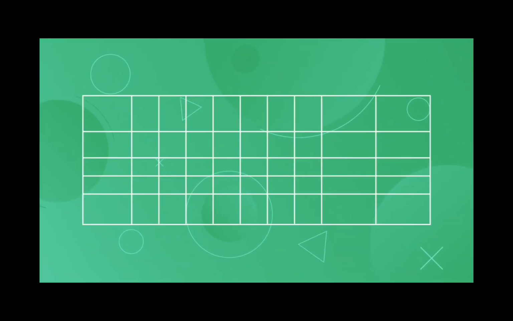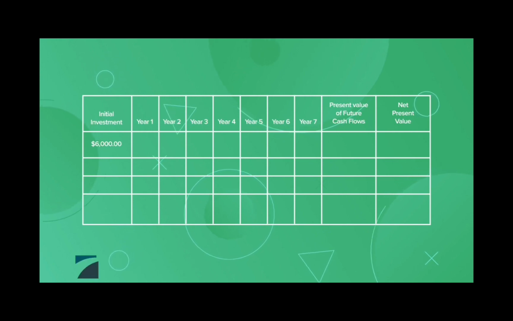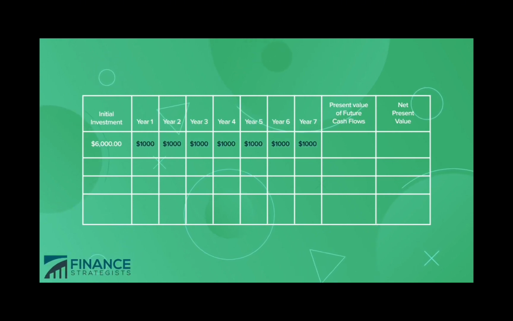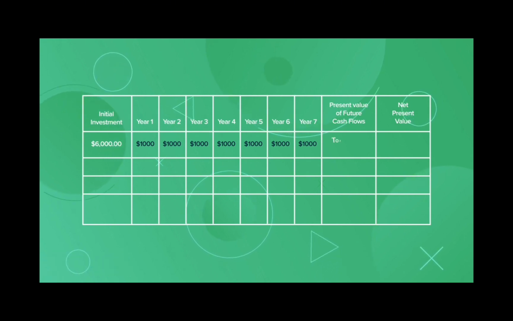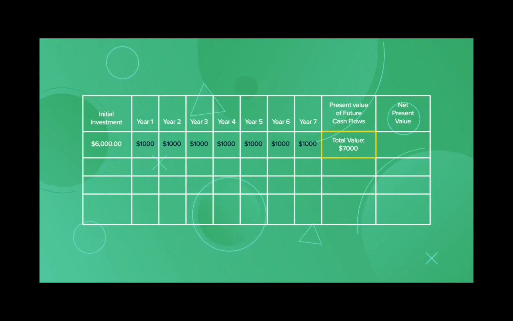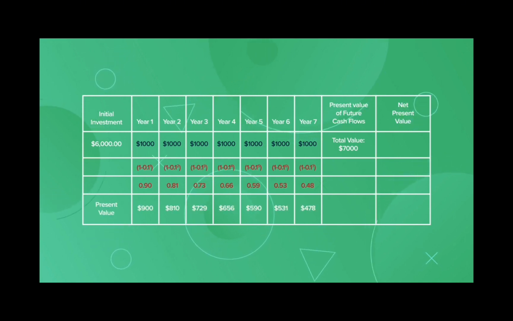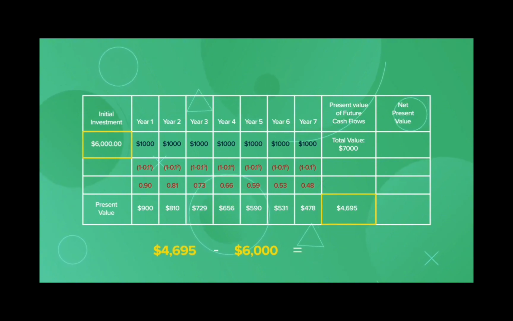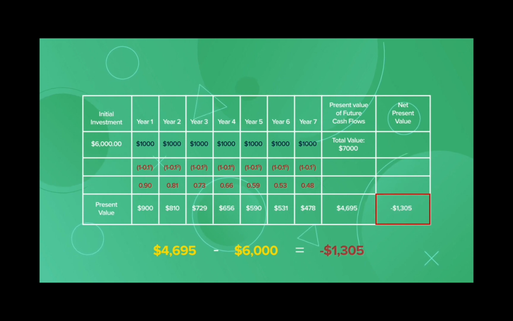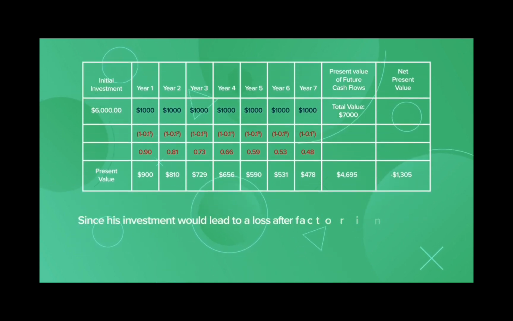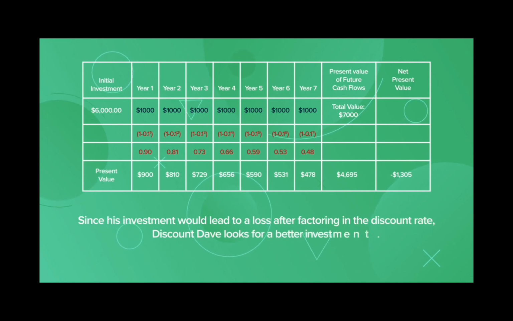Discount Dave considers investing $6,000 in a new machine that will generate $1,000 a year for its useful lifetime of 7 years. Without factoring in a discount rate, it seems that Discount Dave's investment is profitable, since $7,000 is greater than $6,000. However, when he applies a 10% discount rate to his future cash flows, the present value of future cash flows is only $4,695. After subtracting his original investment of $6,000, his investment's net present value is negative $1,305. Since his investment would lead to a loss after factoring in the discount rate, Discount Dave looks for a better investment.